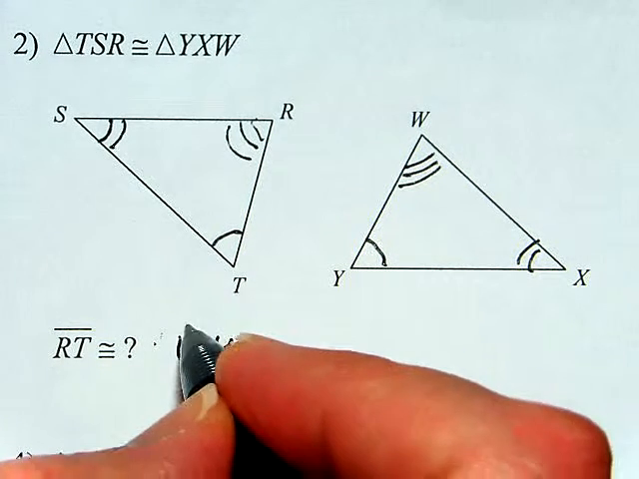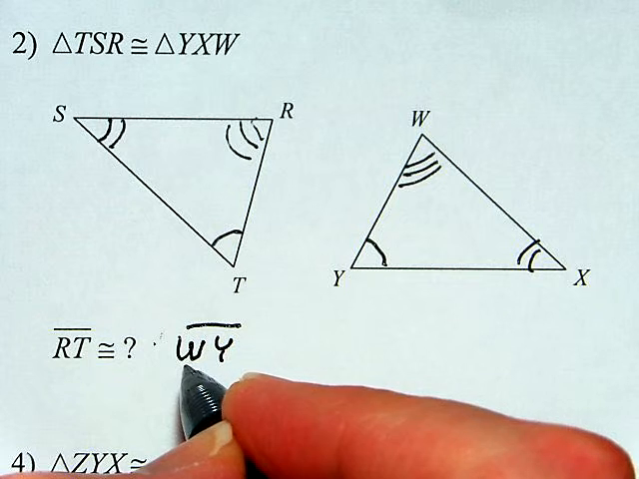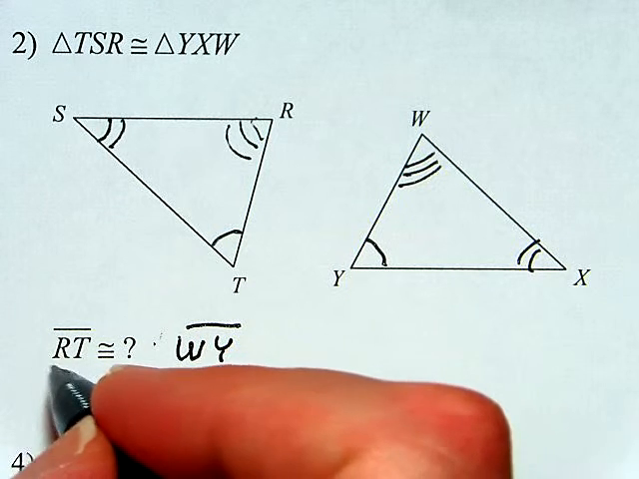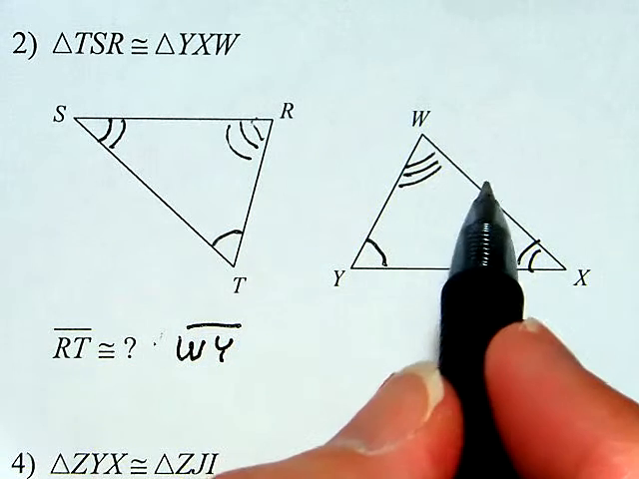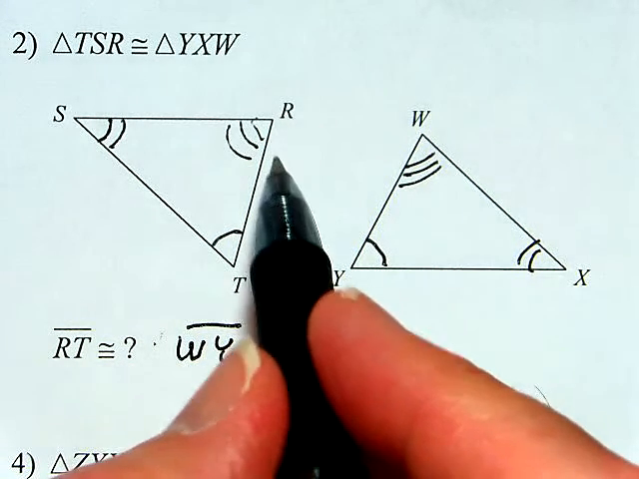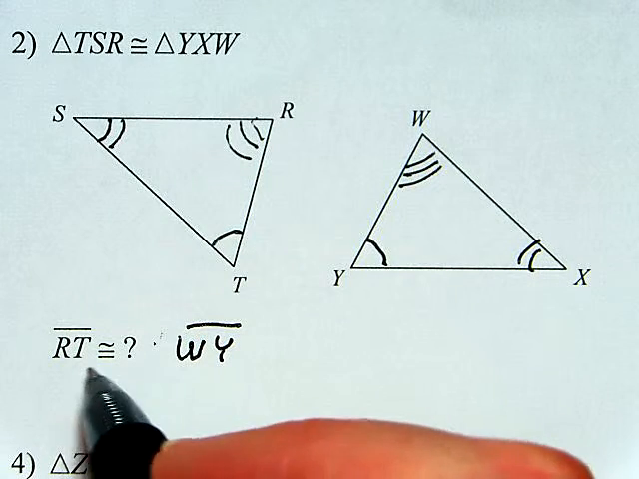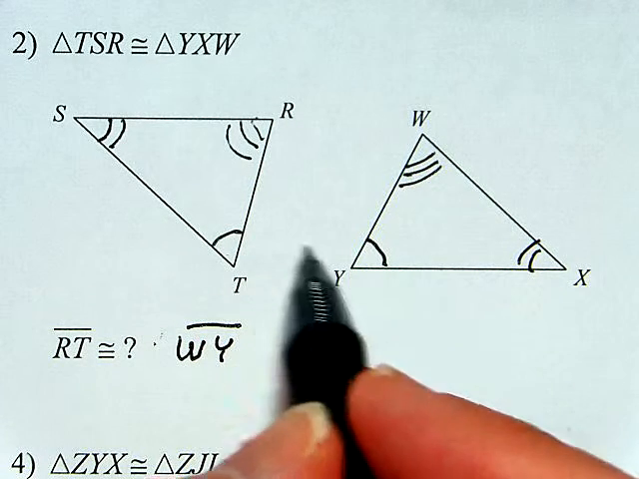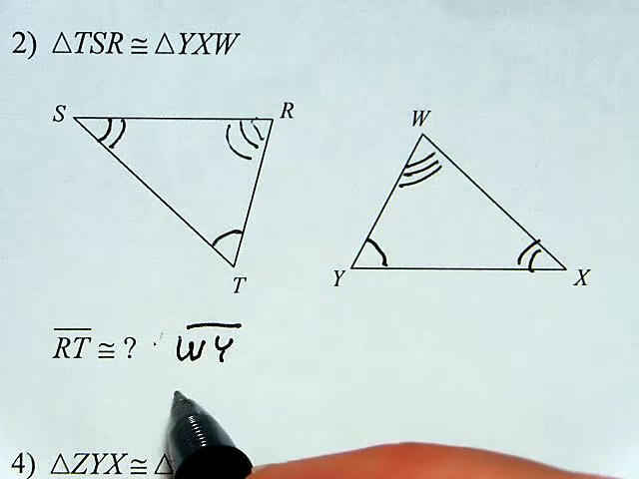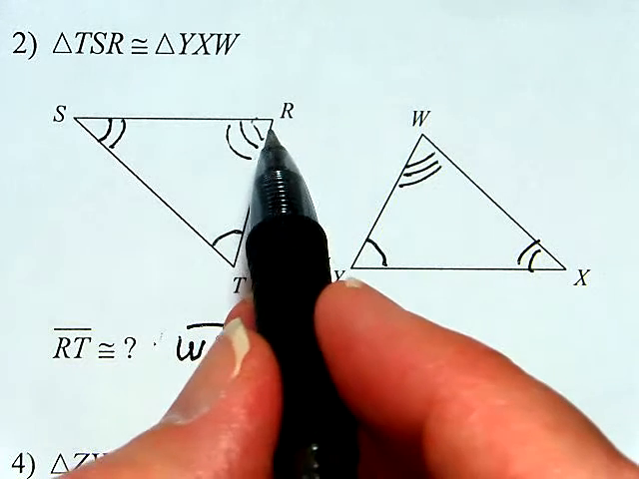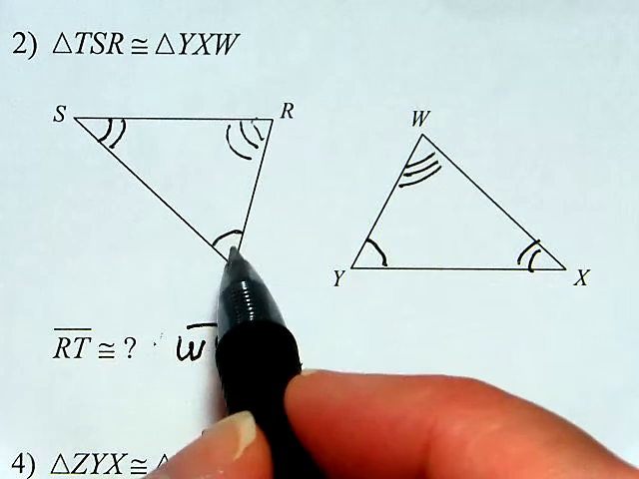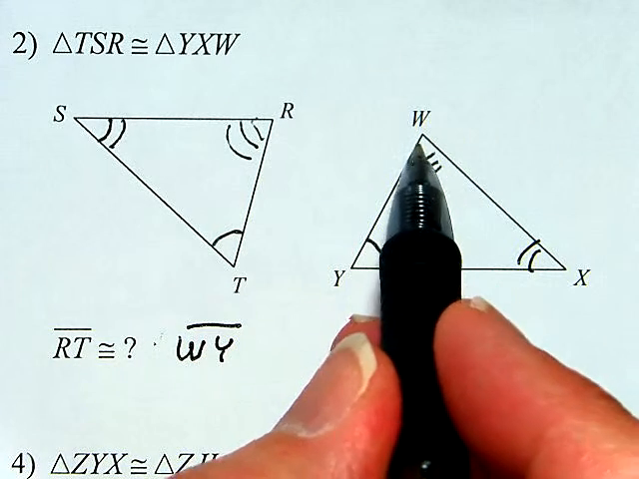Notice that I put the W first here because the W and the R correspond. They're the corresponding angles. And I put the Y second because the Y angle corresponds to the T. So not only do I have to get the line segment or the side of the triangle correct, I also have to get the order correct.